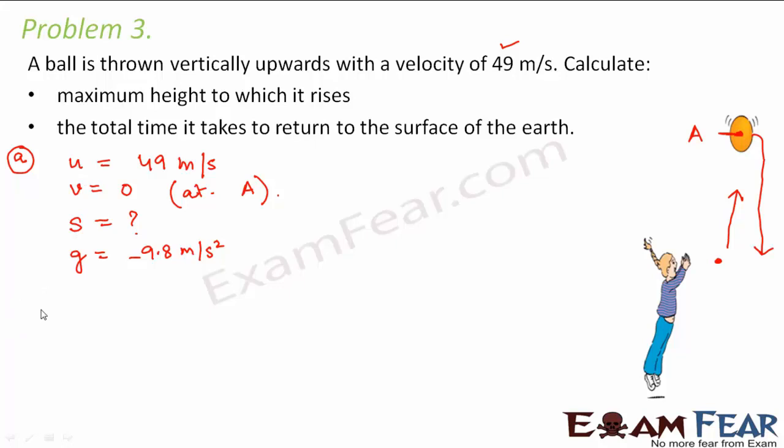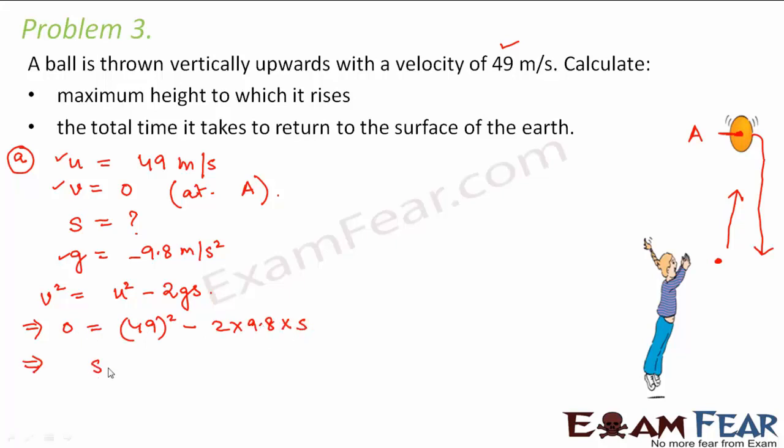Now, which equation should I make use of here? If we know u, v and g, but we have to calculate s, so we will make use of the third equation, that is v square is equal to u square plus 2gs. So this will be minus 2gs because this g has a minus sign, right? So this will be 0 is equal to 49 square minus 2 into g into s. So from this we can calculate s as 49 square divided by 2 into 9.8, which is 122.5 meters. So this would be the maximum height to which it rises, right?